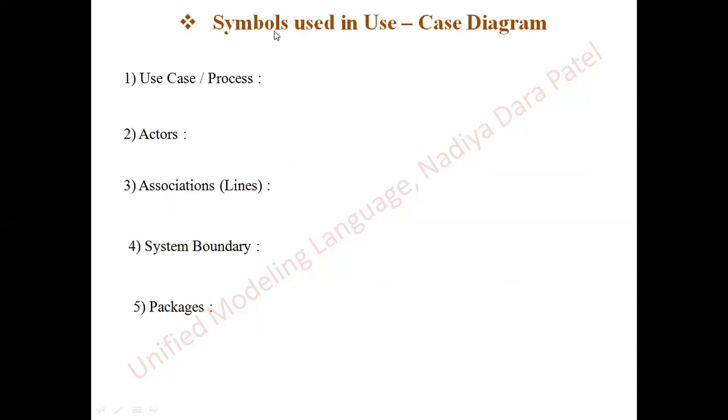Now let us go through the symbols used in use case diagram. So the first symbol is the use case symbol. If you go through this symbol, this is an oval shape and there is something written which is use case name. You're supposed to draw this oval shape and definitely label it with what process it is or with what use case it is. The next is the symbol of actors.